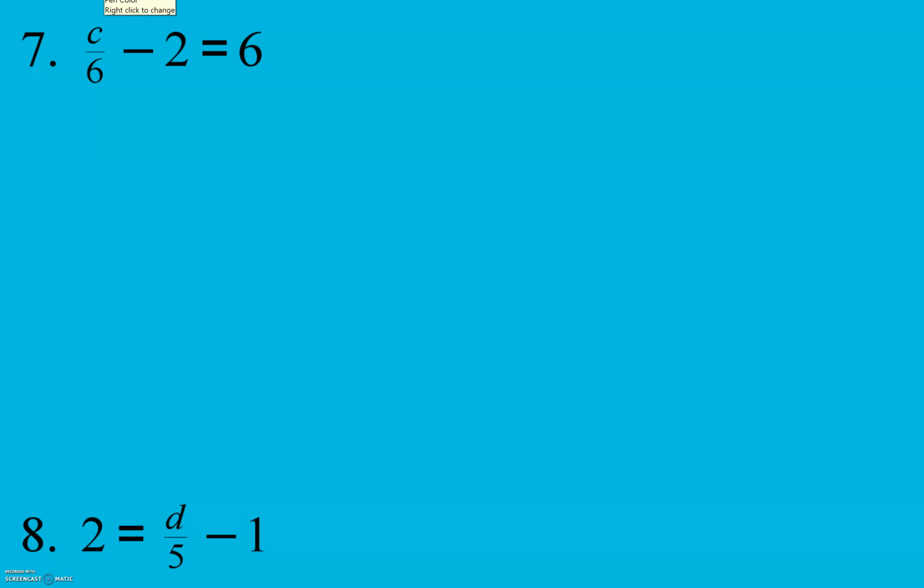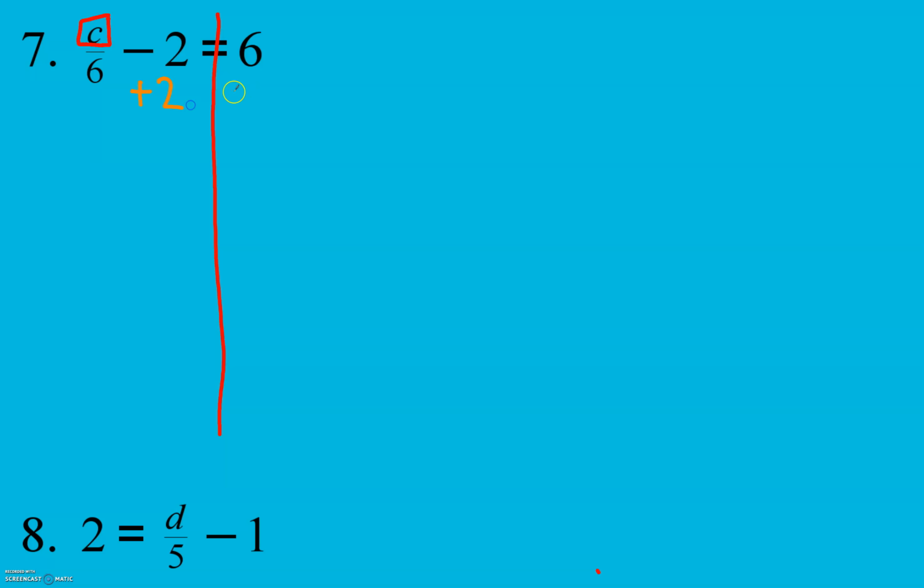Continuing on in section 3.1 here, I have my variable being divided by 6 and subtracted by 2. So I'm going to go ahead and get rid of that subtraction first. Again, remember, we always want to try and get our variable term alone. So I want that c divided by 6 alone first. To get rid of subtraction, we add.